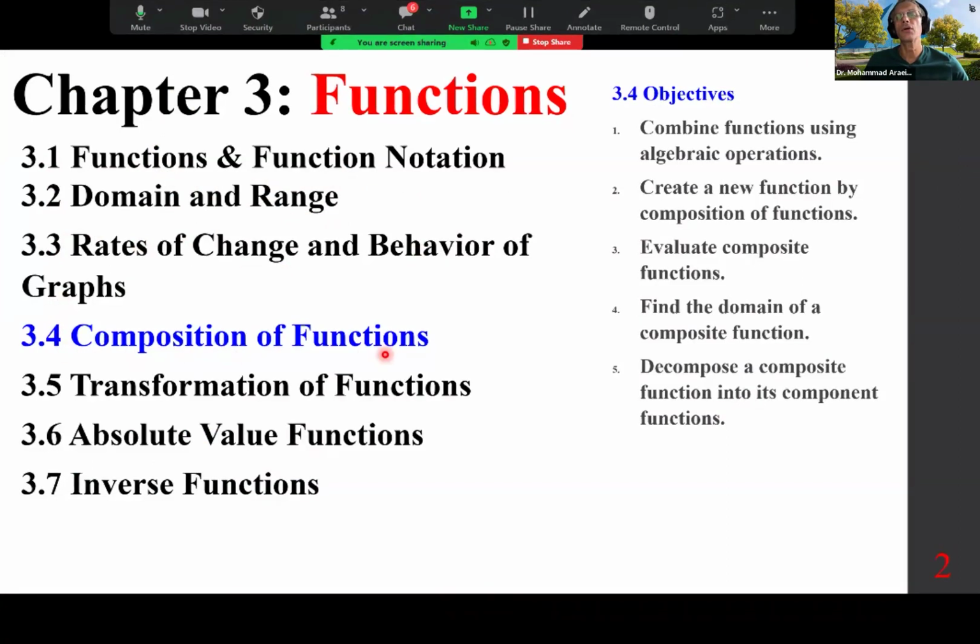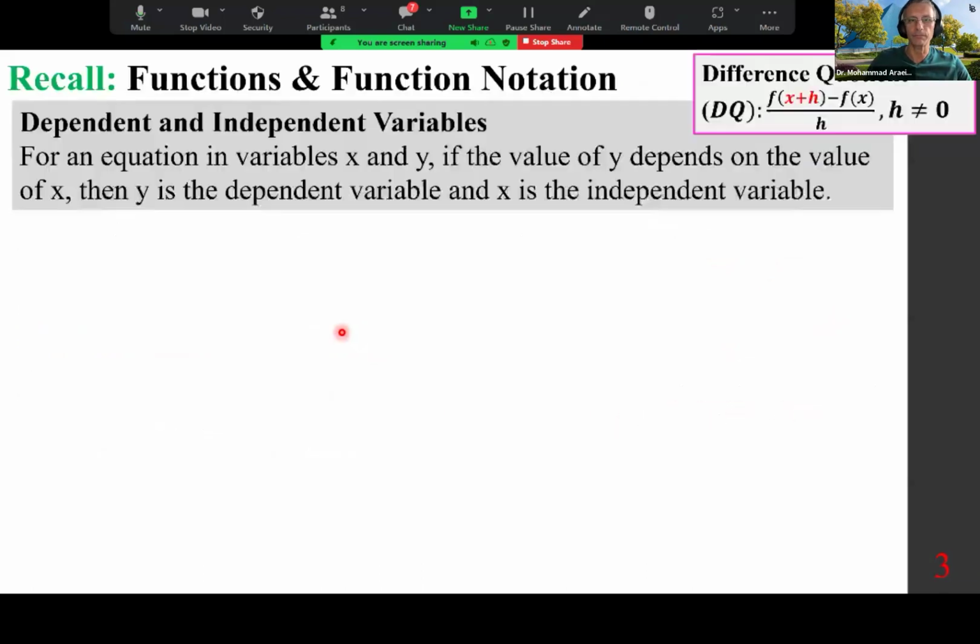now composition of functions. The objectives are: combine functions using algebraic operations, create a new function by composition of functions, evaluate composite functions, find the domain of a composite function, decompose a composite function into its component functions. Let's quickly remind everybody: dependent and independent variable, function and function notation.